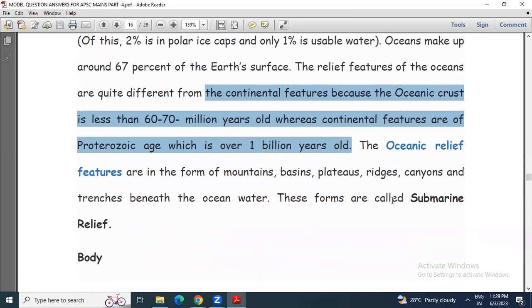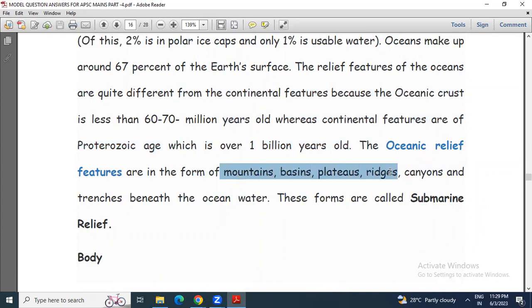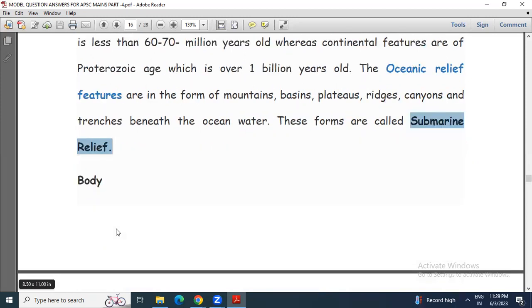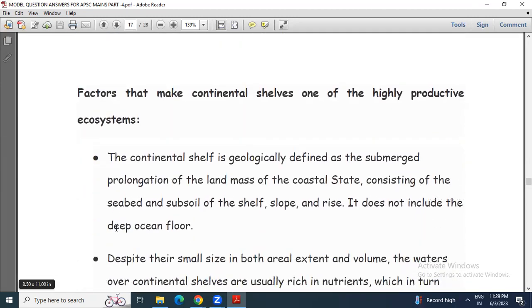Now, the oceanic relief features are in the form of mountains, basins, plateaus, ridges, canyons, trenches beneath the ocean water. So what are the features we have? We have mountains, basins, plateaus, ridges, canyons, trenches, but beneath the ocean water. And these forms are called submarine relief.